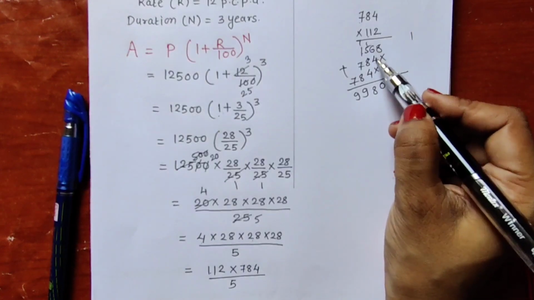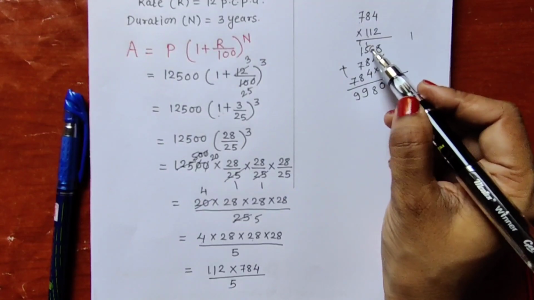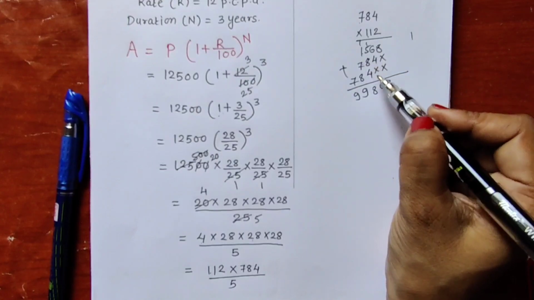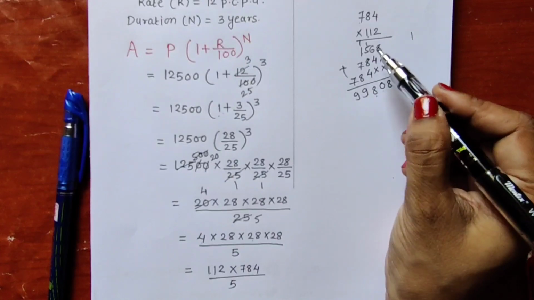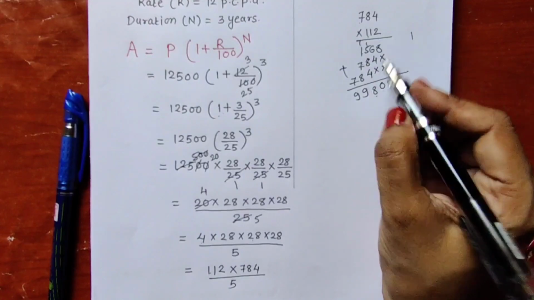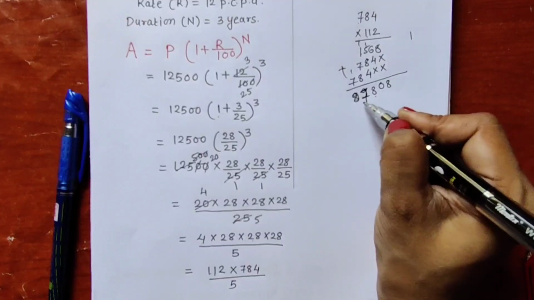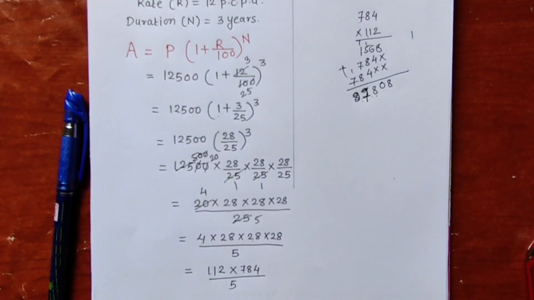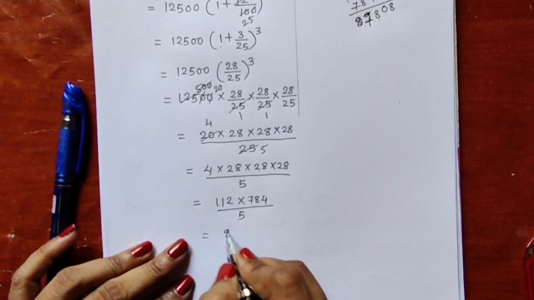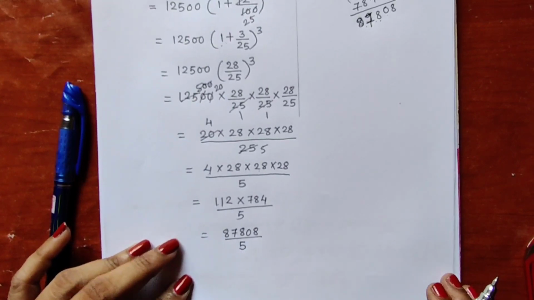8, 6 plus 4 10, 1 carrying, this 5 plus 1 6, 6 plus 8 14, 14 plus 4 is 18, correct, 1 carrying. Now 2 plus 7 9, 9 plus 8 17, and this 7 plus 1 is 8. So 87808, we are getting as the answer of this multiplication. So we write here 87808 divide by 5. Now divide by 5.